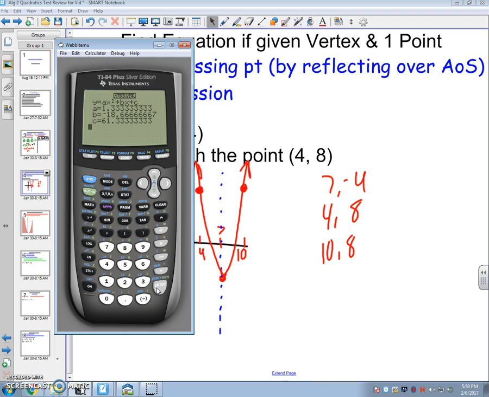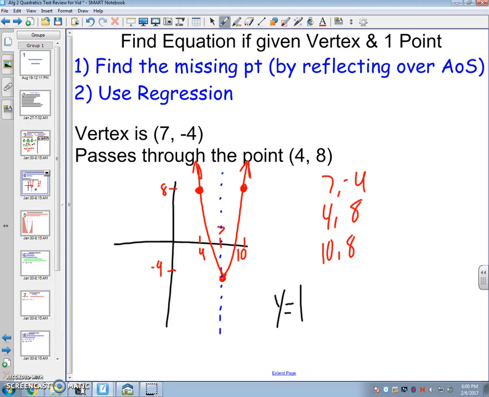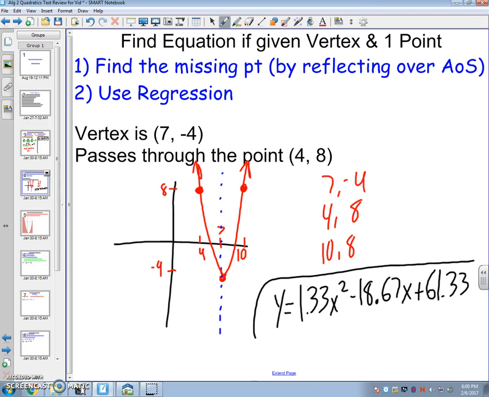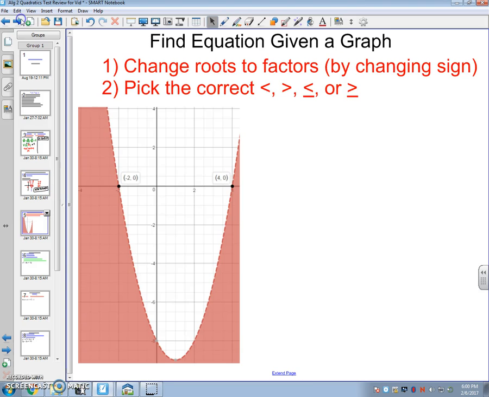Here's my answer. Now, I'll just use the decimals. So y equals 1.3 repeating x squared, minus 18.6 repeating, plus 61.3 repeating. So y equals 1.33 x squared, minus 18.67x, plus 61.33. Now technically I should turn those into fractions, but I'll just use those decimal answers. Alright, that's it for that.